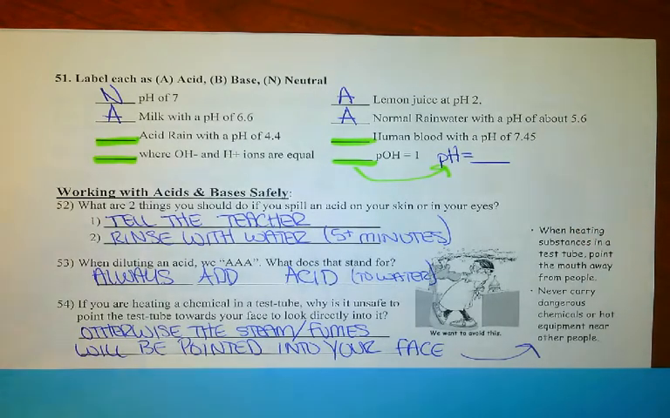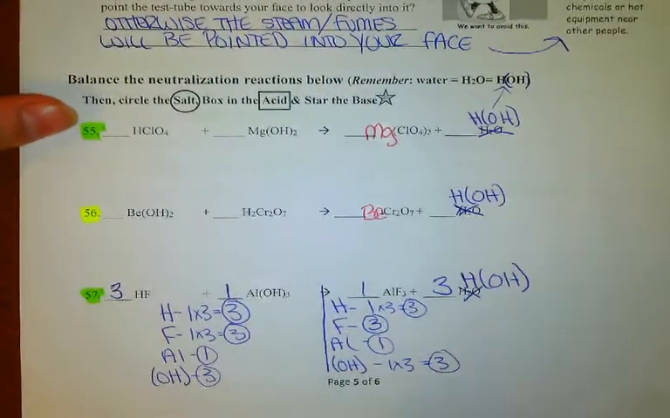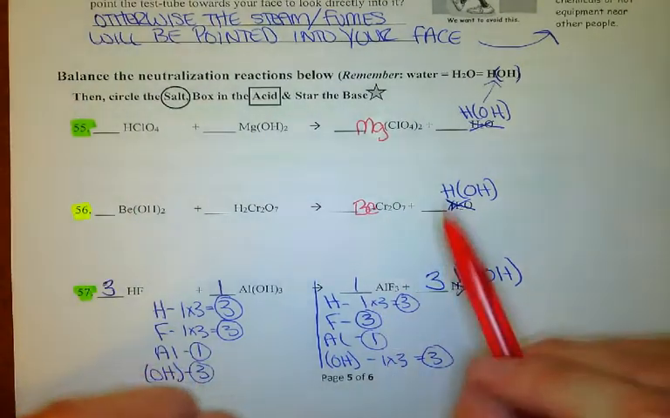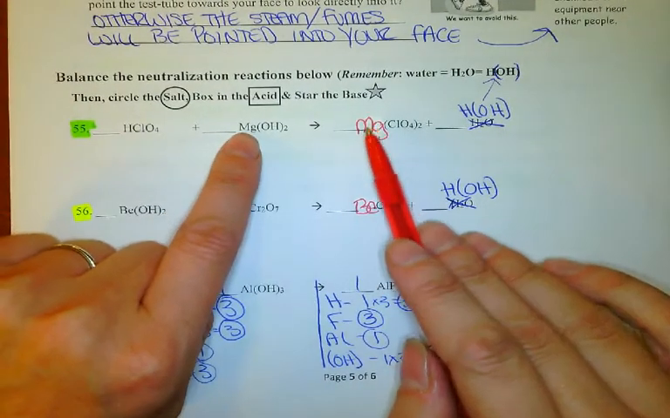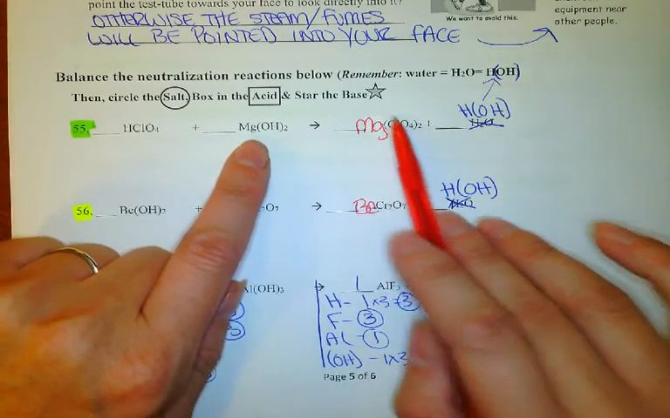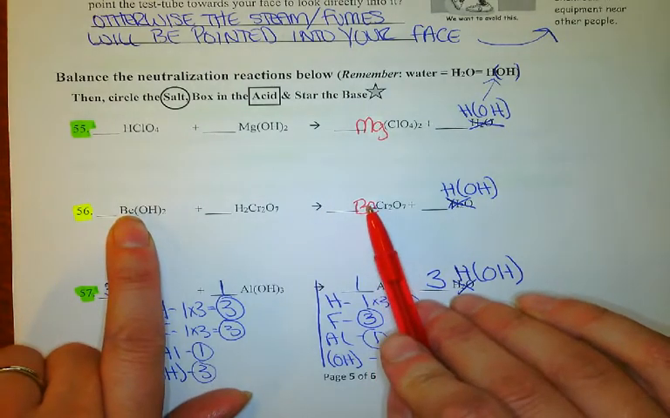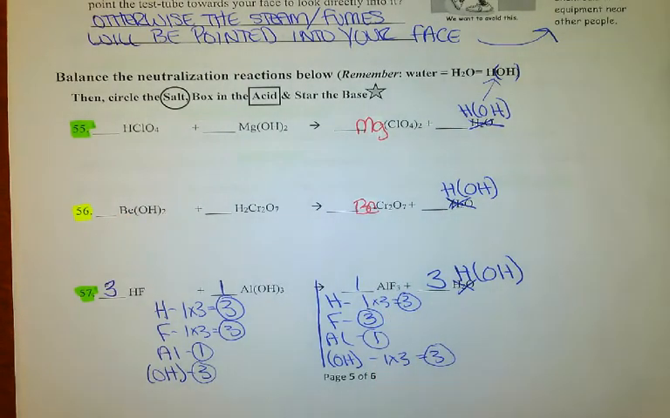Okay. Looking down at the bottom then, we want you to balance some neutralization reactions. The first thing you need to know is the typos, right? In your packet it says Mg, and this is listed as C. I copied and pasted, but I forgot to change this one. And then if this is beryllium, this one should also be beryllium instead of barium. I already did number 57 for you, showing the work.